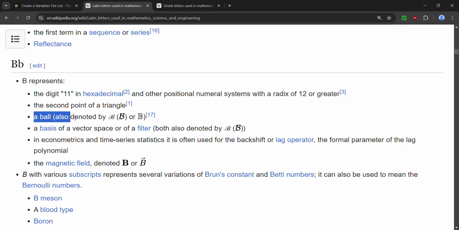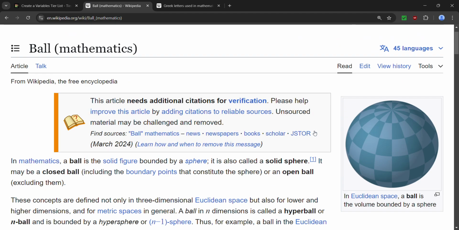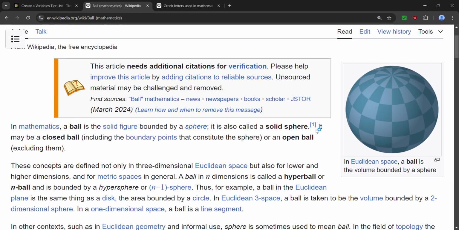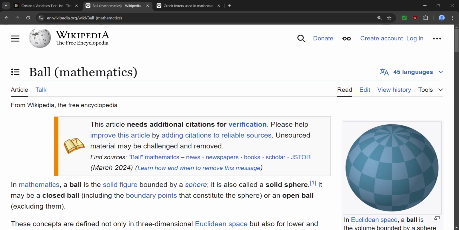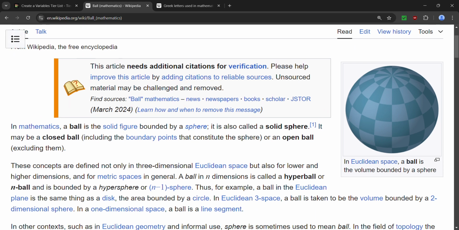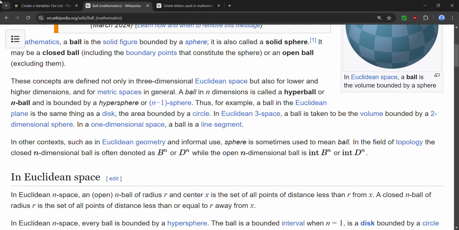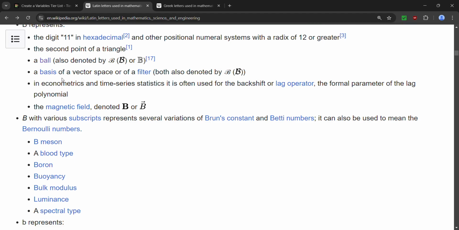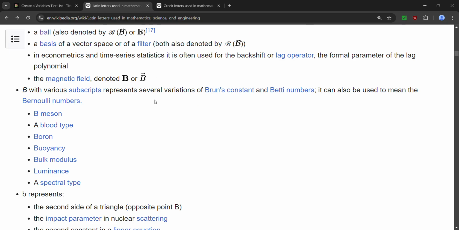A ball. That's new. Is that a math thing? I mean, I know what a ball is, like in real life. I don't know what they mean by a ball in math though. Okay, it's a sphere, I guess. I don't know. I'm not smart enough to understand this, but that doesn't really count. Magnetic fields, that's important, I think. Yeah, I like the magnetic field.